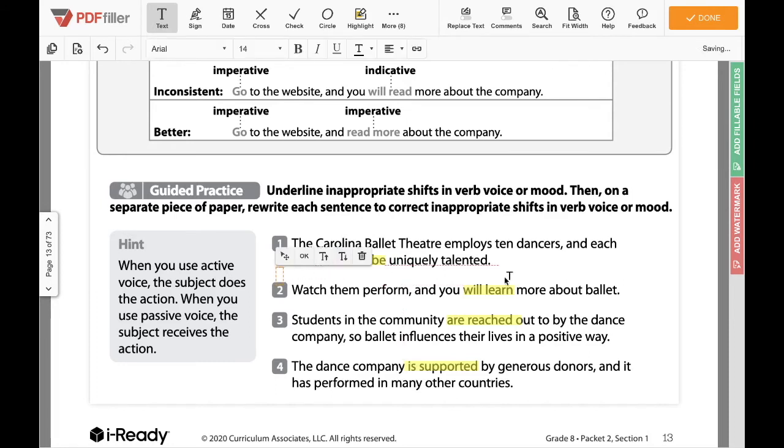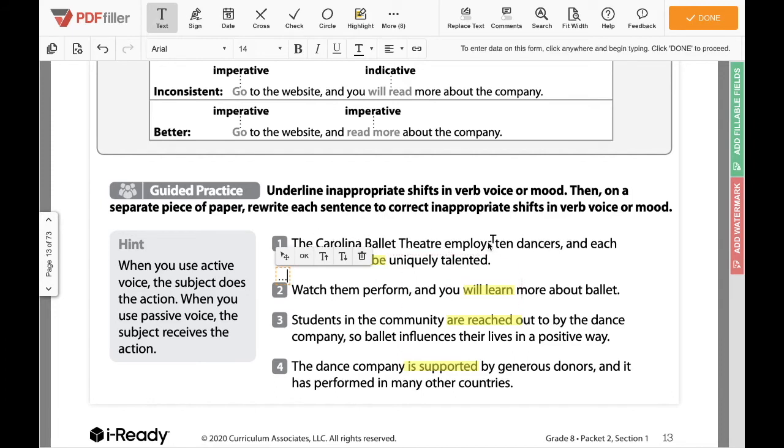So the Carolina Ballet Theater employs 10 dancers. Well, there's not a problem with that because the problem is in the second part of the sentence. I'm just going to fix the second part because we already know that the first part's fine. You can do that too. So it says, and each dancer would be uniquely talented. So we need to change this so that it's not talking in the conditional. This one says that it employs 10 dancers. They currently employ 10 dancers.